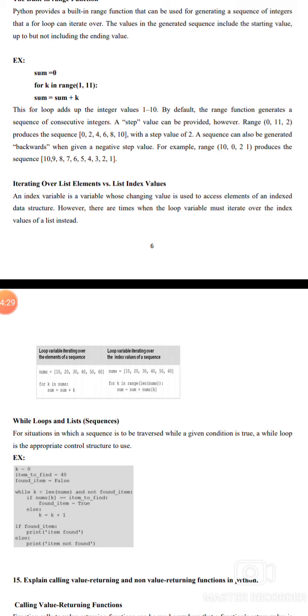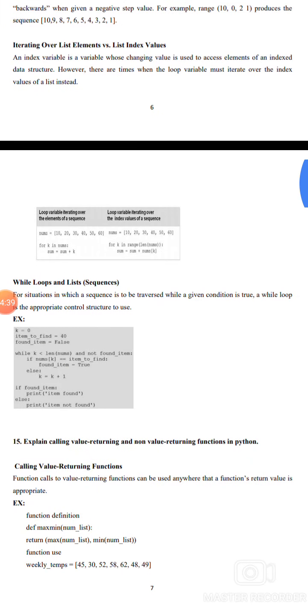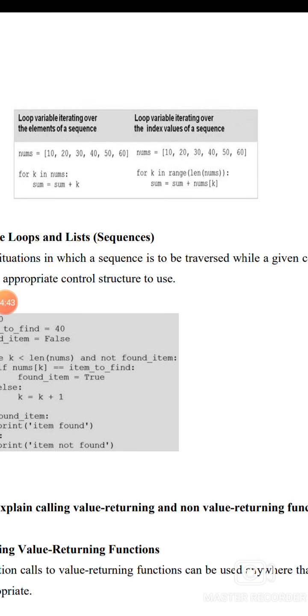Iterating over list elements versus list index values. The index variable is a variable whose value changes to access the element at each index of the data structure. The loop variable may iterate over the index values of the list instead. The loop variable iterates over elements of the sequence, or the loop variable iterates over the index values of the sequence. Nums equals 10 to 60 is given.